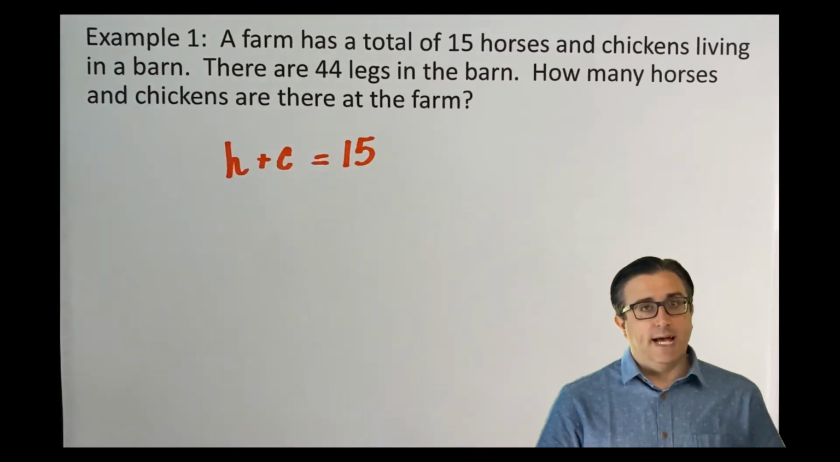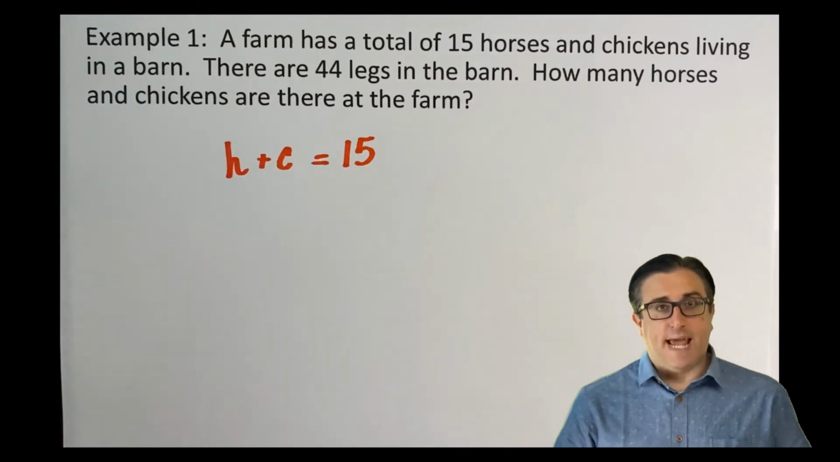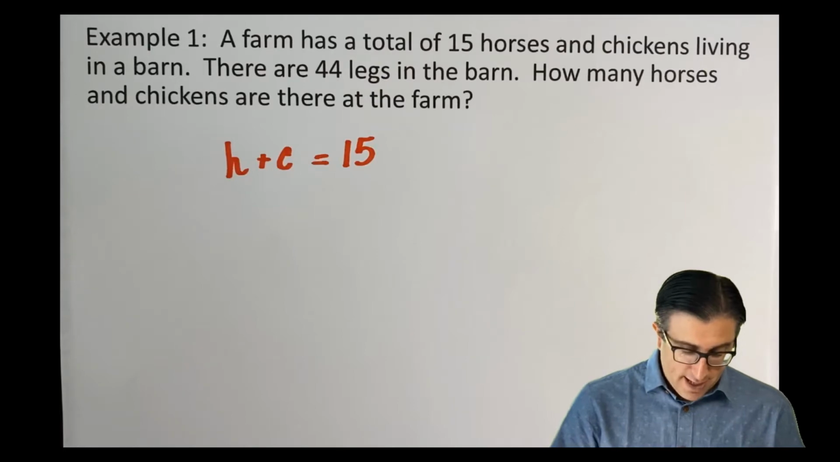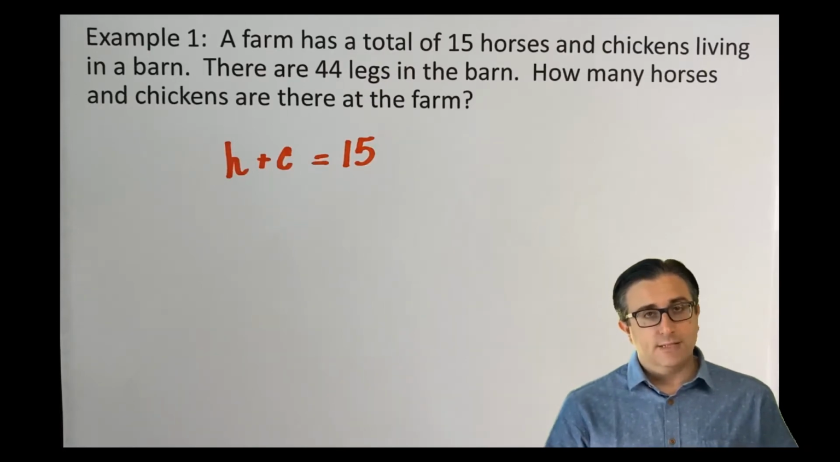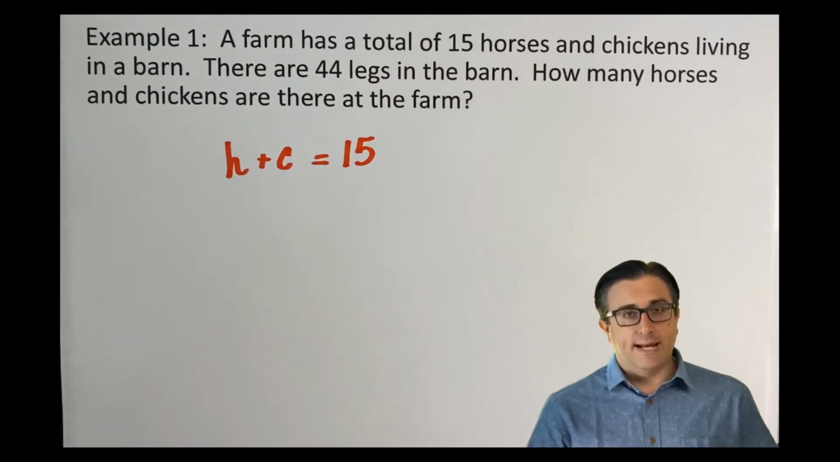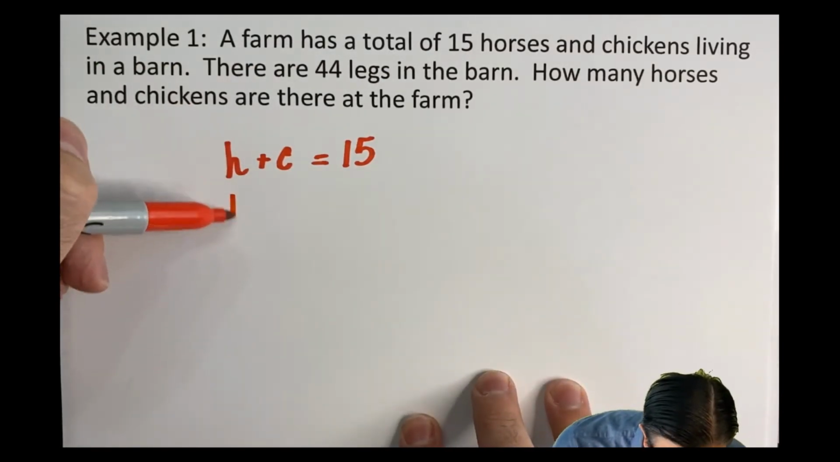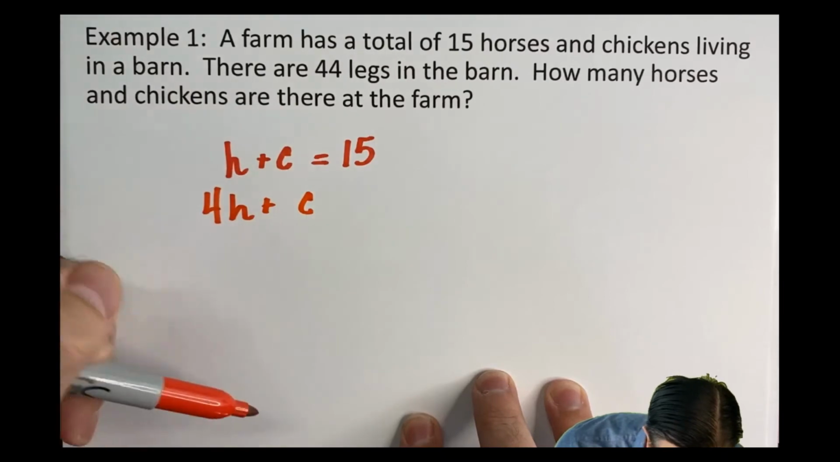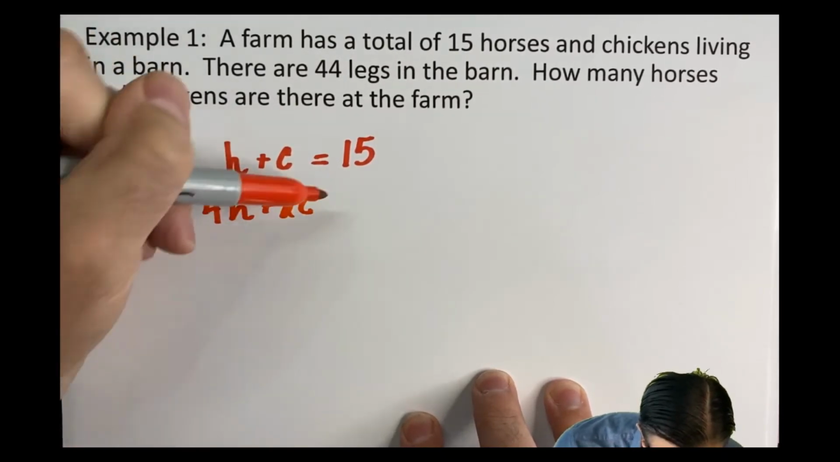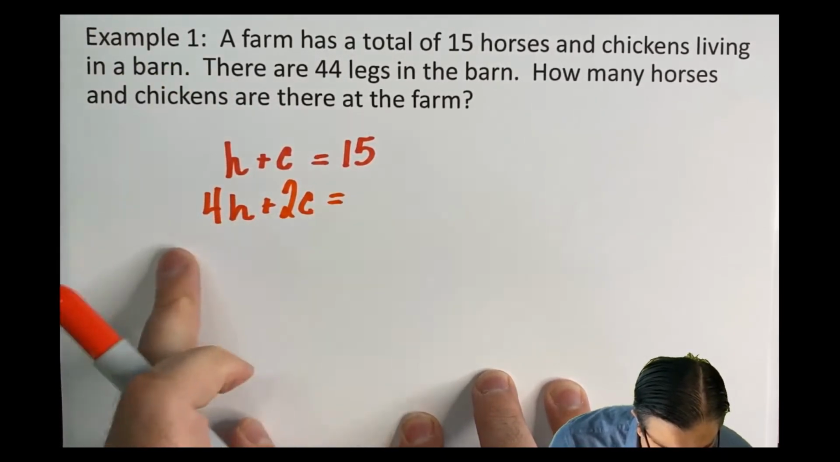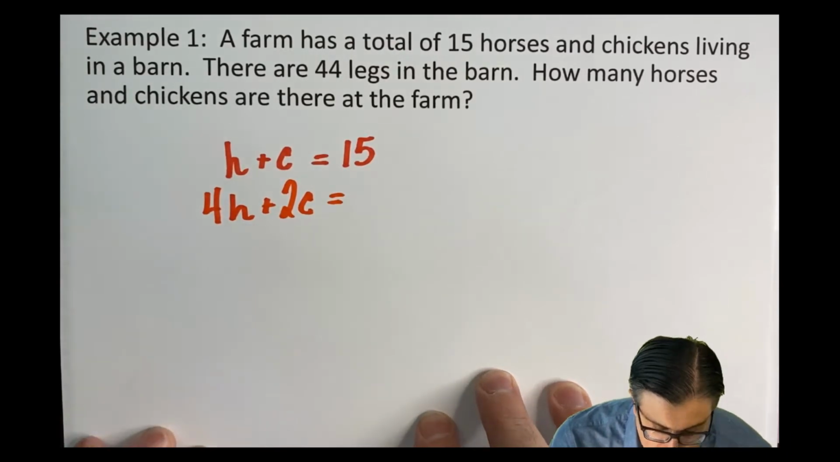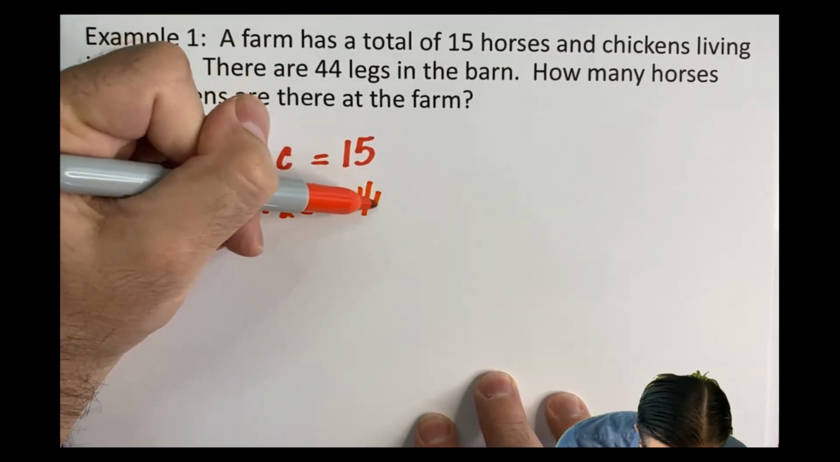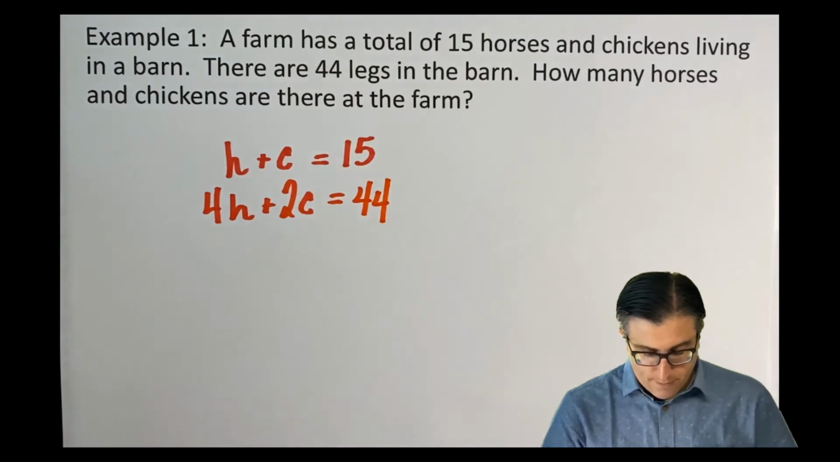Now each of those animals has legs. Let's assume it's a standard horse that has 4 legs and a standard chicken that has 2 legs. I can also write an equation relating those two things. I know that horses have 4 legs. I know that chickens have 2 legs. And the total of this equation is going to be how many legs there are in the barn. So there are 44 legs in the barn.